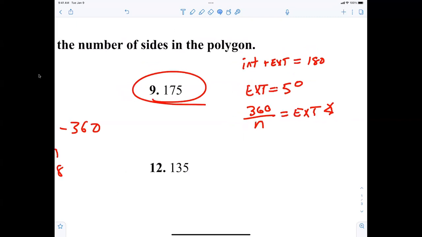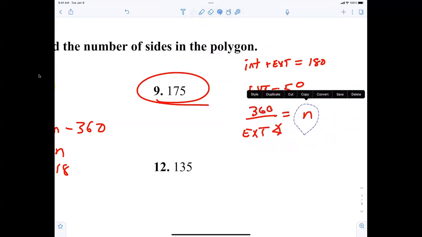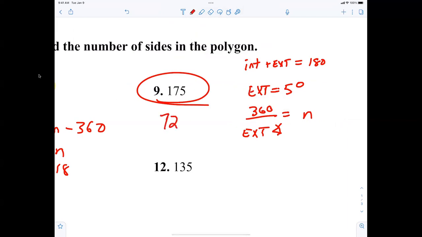So now I take 360 and I divide it by the exterior angle. And of course, 360 divided by 5 is what? 72. Yes, 72 sides. All right, there are 72 sides, or you can just say n equals 72.